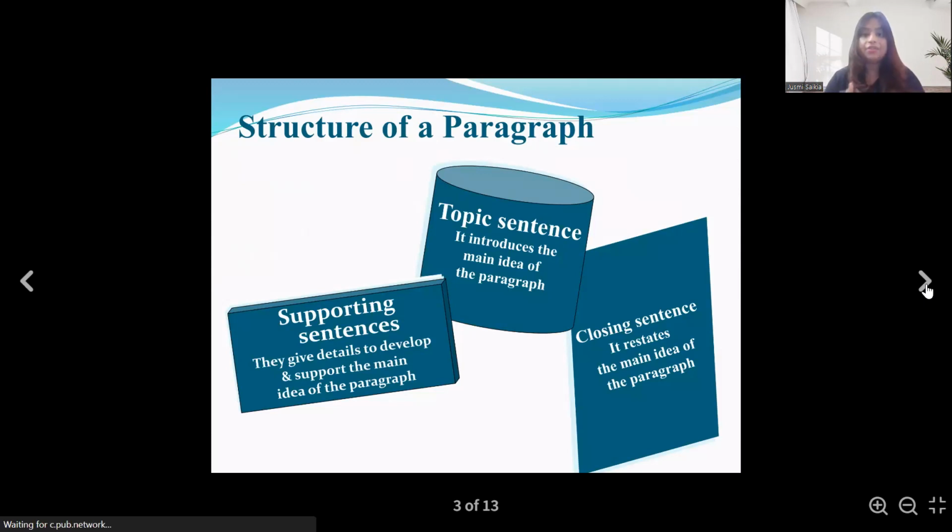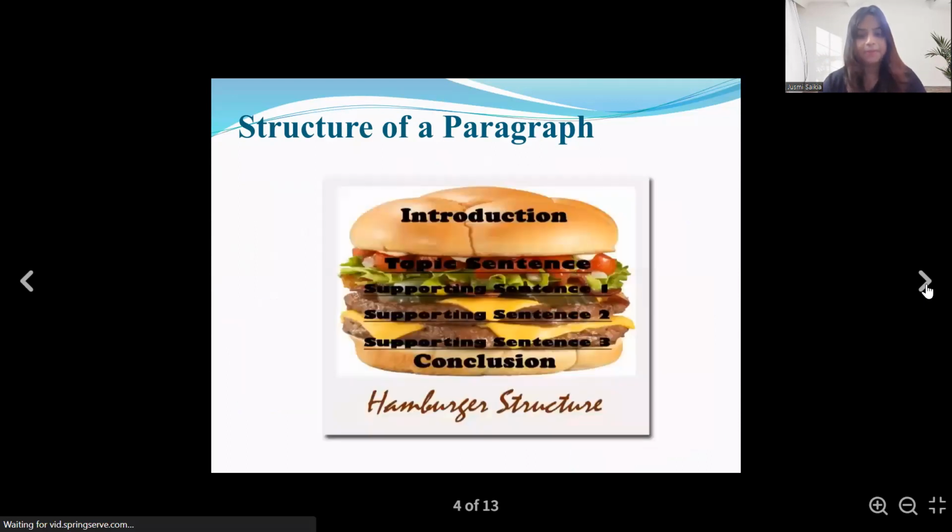Okay, and what does it do? It restates the main idea of the paragraph. In the sense, whatever your idea was or whatever you have to say, you have to bring it at the end of it also. Okay, so now moving ahead, basically this is the structure of a paragraph. This is known as the burger technique, or we can also say the hamburger structure. So first, in the first layer, you put the introduction, like you introduce a particular topic. Then you put the main idea or the main sentence. Then you put supporting sentences 1, 2, 3, however many you want to put. And finally, you put the conclusion or you end it.